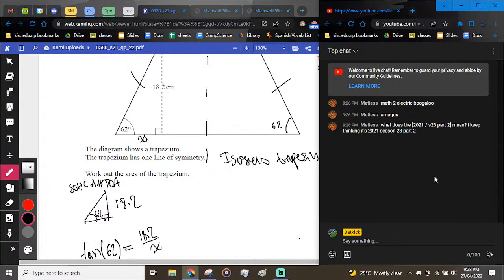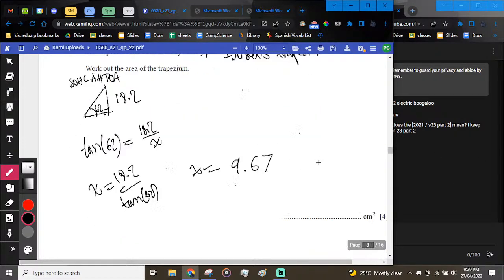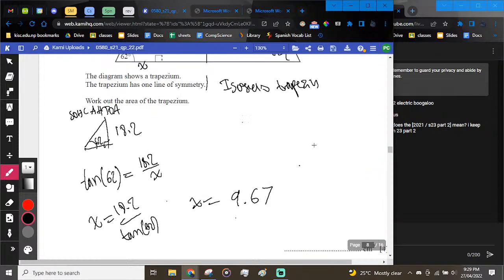What is 2021 summer? It means the paper is from 2021 summer, and the paper 2, the third paper 2, and it's the third version of that. So there are three different versions released for each paper. 2021 summer 2-3. That's the paper. Part 2. Part 1 was the earlier episode for this same paper. I'm continuing the paper. Does that make sense? Mathematics.